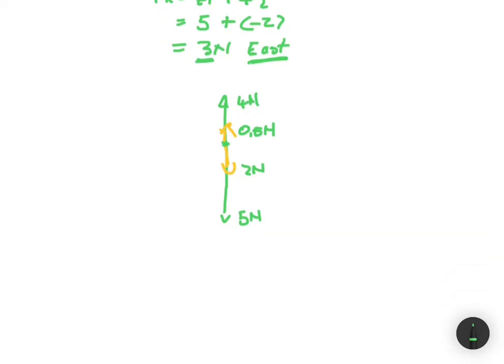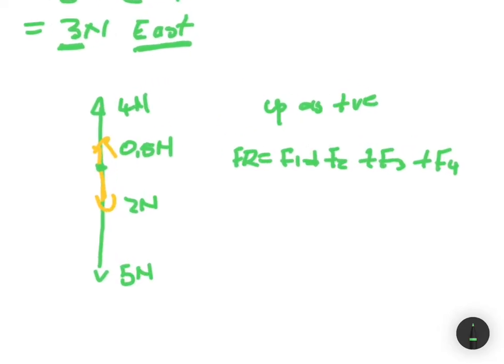Step 1, we have to decide which direction we take as positive, right? So let's take up as positive. It only makes sense to take up as positive. I don't know why you would want to take up as negative, right? So if we do that, we're going to get a resultant force, which is F1 plus F2 plus F3 plus F4, right? Just the number of forces that we have, right?